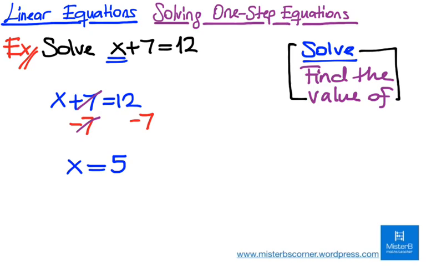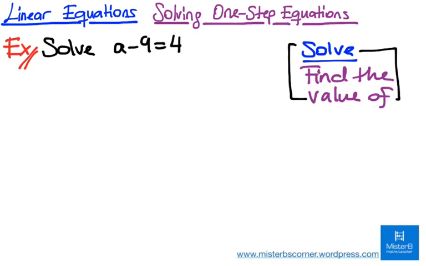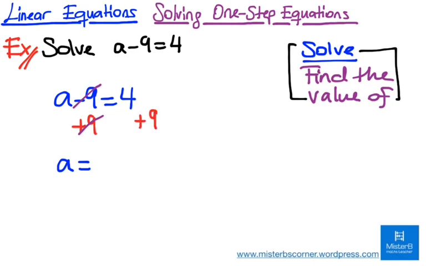Another example. A minus 9 equals 4. So here, the opposite for subtraction is addition. So I have to add 9 to cancel these out, so that A will be isolated. And just for the sake of keeping the balance, I have to add 9 here on the right-hand side as well. So 4 plus 9 will give me 13. This is how I'm going to show my solution.